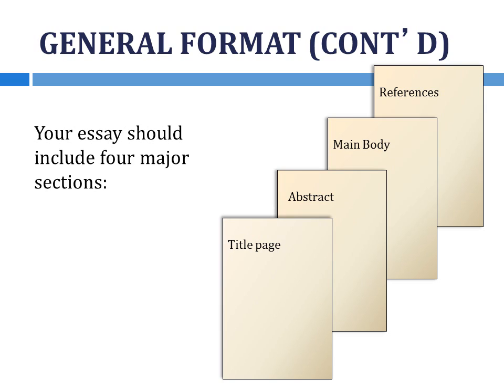Your essay should include 4 major sections. We start with the title page, followed by the abstract, followed by the main body, which is the bulk of the paper, and then references page at the end. Though these are the typical 4 major elements, ask your professor if an abstract is necessary. There will be times that it might not be necessary.